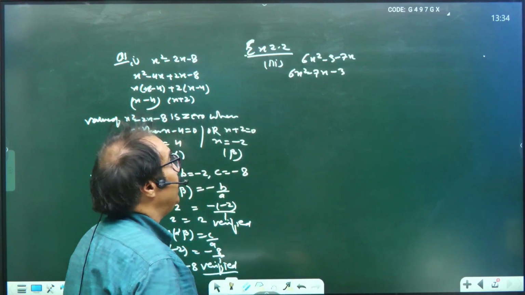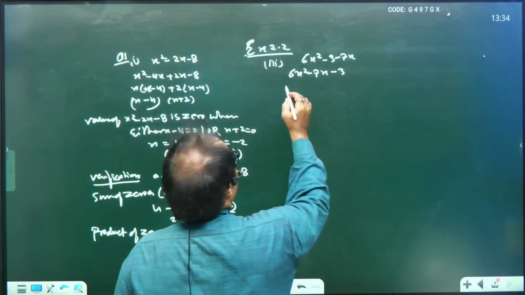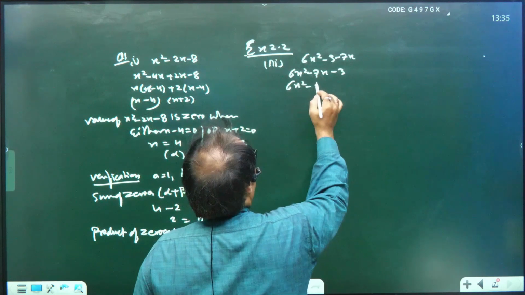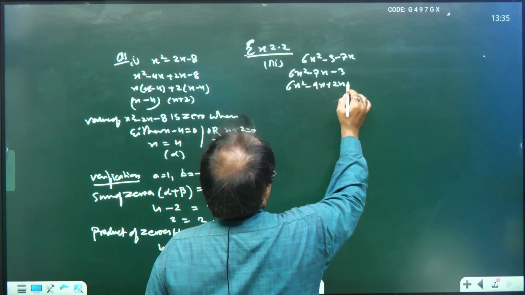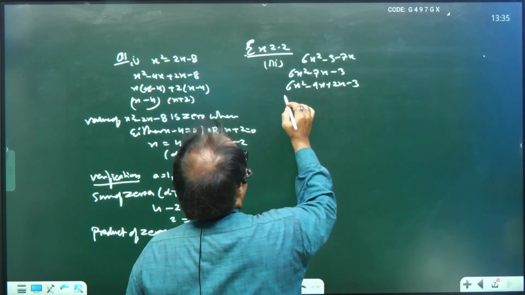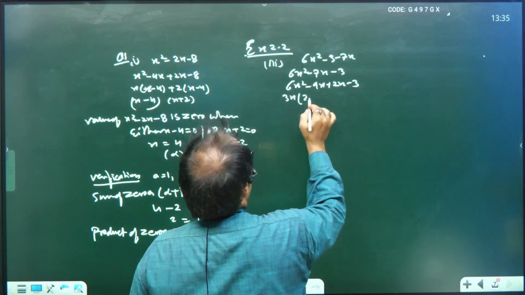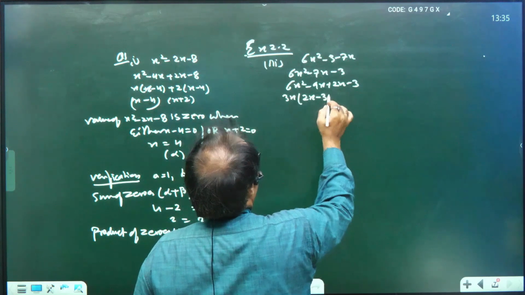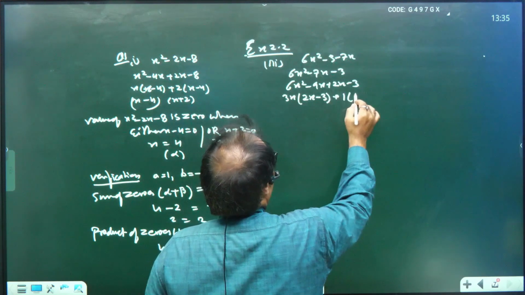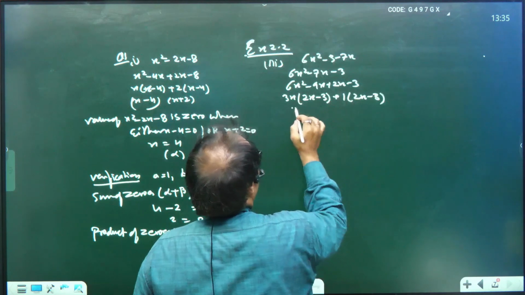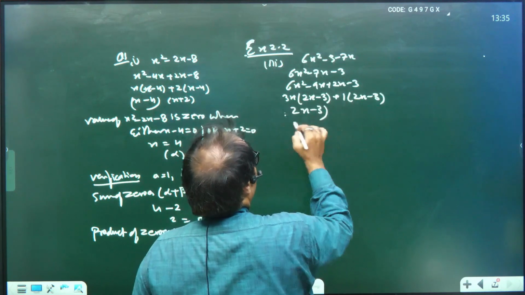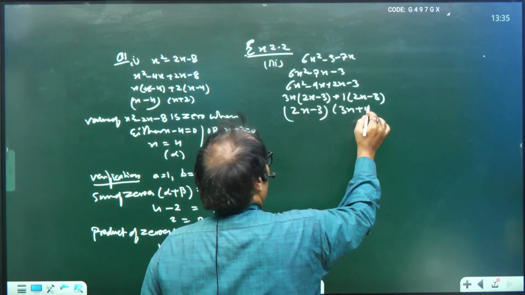Okay, 6 times 3 is 18. So 9 and 2 will be the factors. So 6x square minus 9x plus 2x minus 3. So now here 3x is coming common: 3 times 2 is 6x, and minus 3. And plus 1 is coming common. So 2x minus 3. So 2x minus 3 is again common, and 3x plus 1.